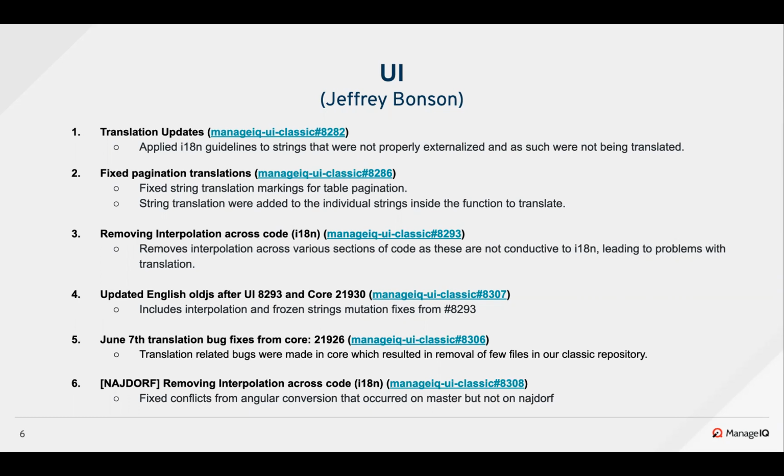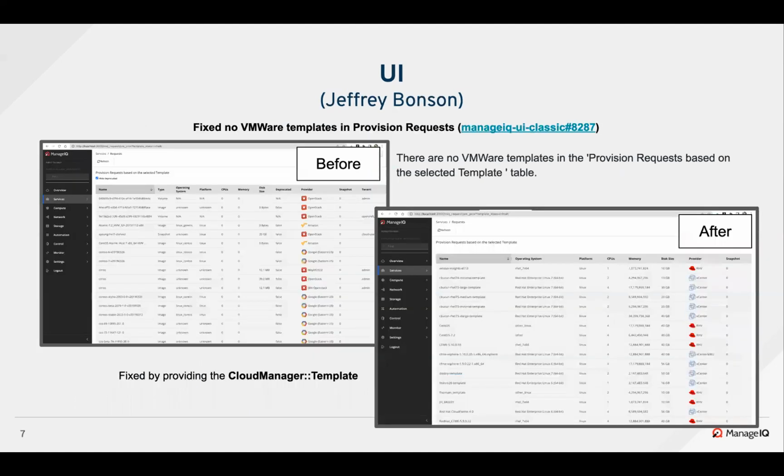The next one, Joe updated or removed a few translation files with reference to a dependent PR in core 21926 to fix translations for the defective strings. And the final one, Joe had also fixed some conflicts related to translations from Angular conversion that occurred on master, but not on Nydorf. Next slide, please.